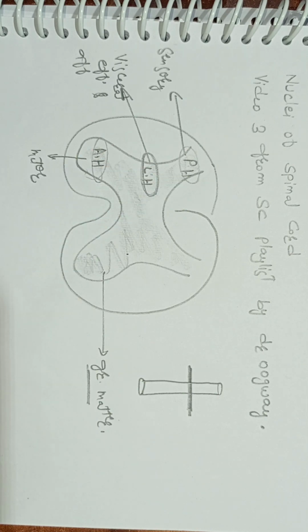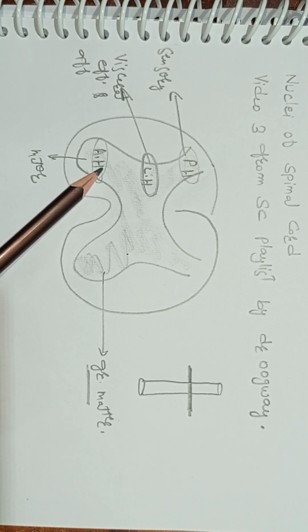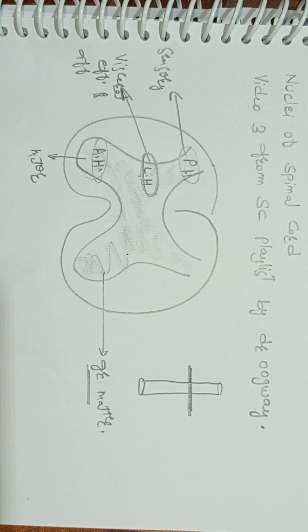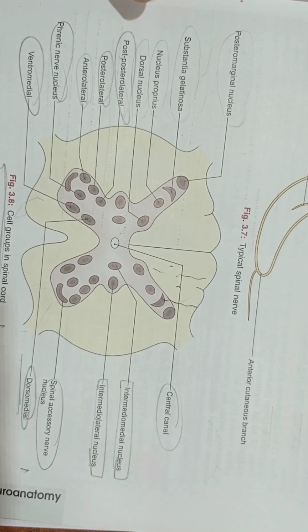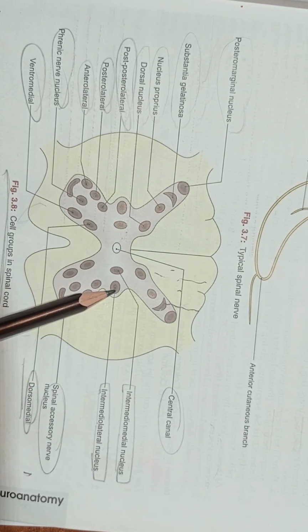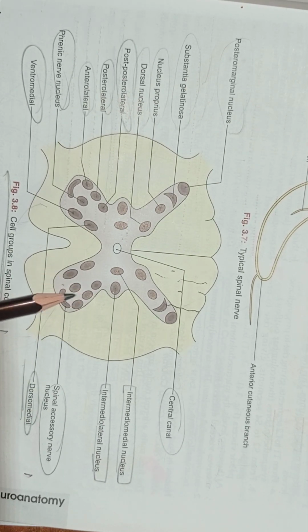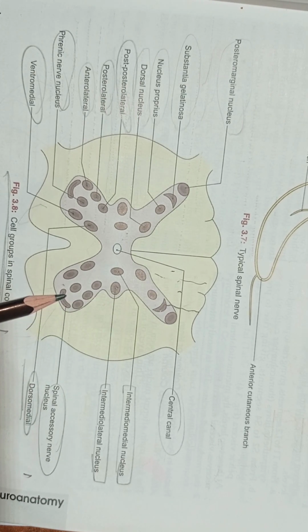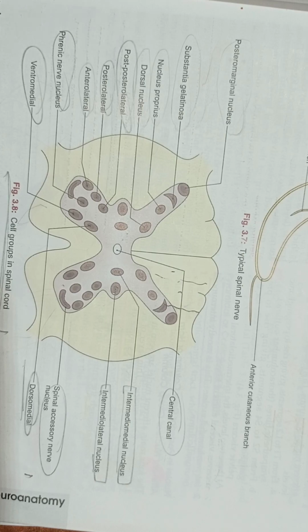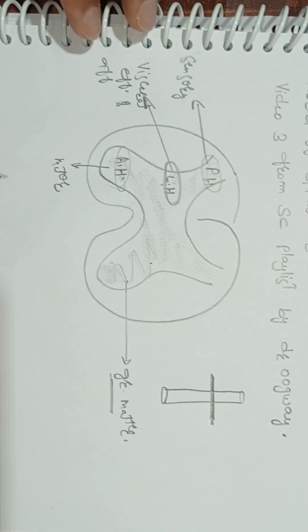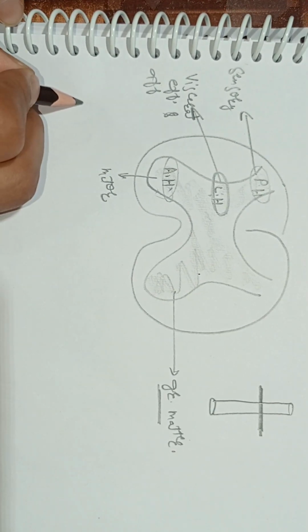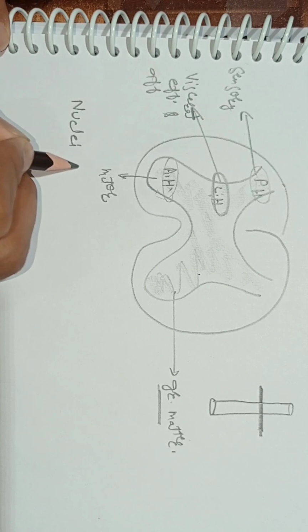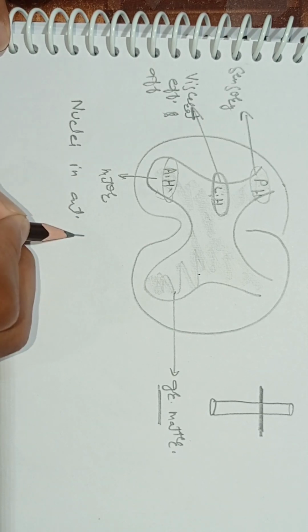Now we will talk about the nuclei present in the anterior horn, lateral horn, and posterior horn of the spinal cord. This diagram is given in BDC figure 3.8. You can look at this diagram. These are its nuclei. Let's begin first with the nuclei in the anterior horn of the spinal cord.